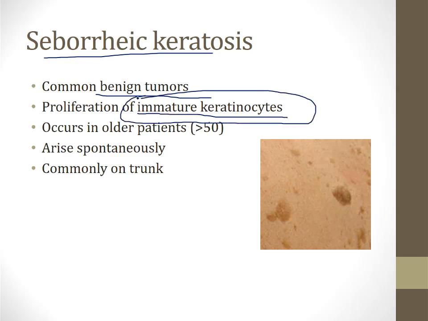This is the kind of thing they want you to know in step one, which cell type causes the problem. So what you've got happening here is a growth of immature keratinocytes. It's a benign, not malignant growth, but that causes these dark lesions that look like this one shown in the slide here. It occurs in older patients, usually more than 50 years of age. They tend to arise spontaneously, and they're very common on the trunk. When you do primary care clinic and you examine the skin of your older patients, you will often find one or more of these seborrheic keratoses on the trunk.